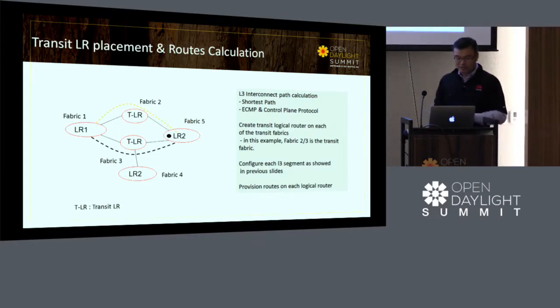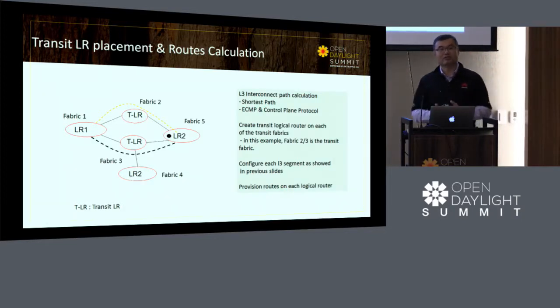So that basically just gives you the example of how you use those basic services to build the logical network. It doesn't matter if your endpoint is on one fabric or on multi-fabric.